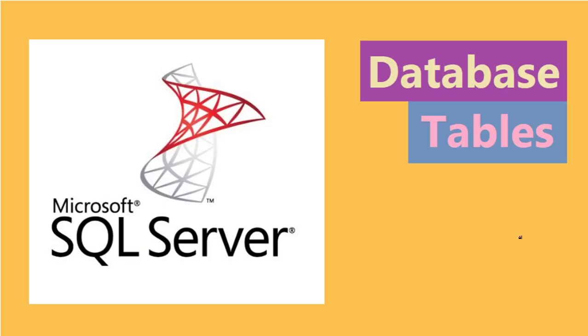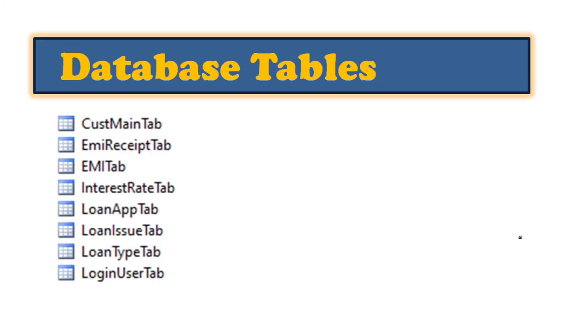Next, database tables. Here we have around 8 tables. One is the customer main table, EMI receipt table, EMI table, interest rate table, loan application table, loan issue table, loan type, and login user. So these are the different tables. As the names indicate, the corresponding data goes to the corresponding tables.